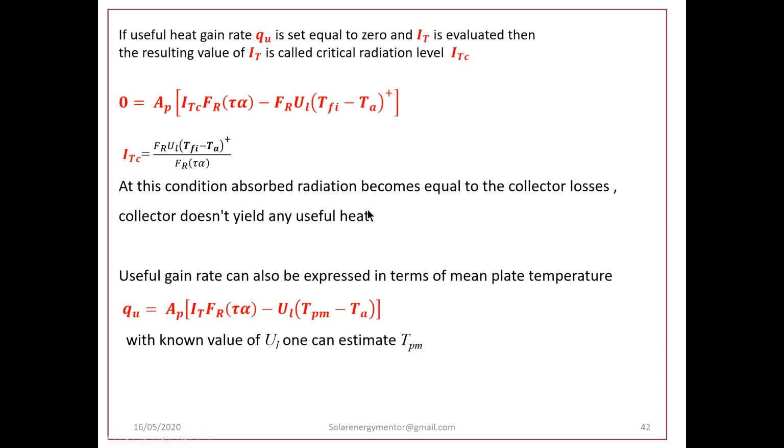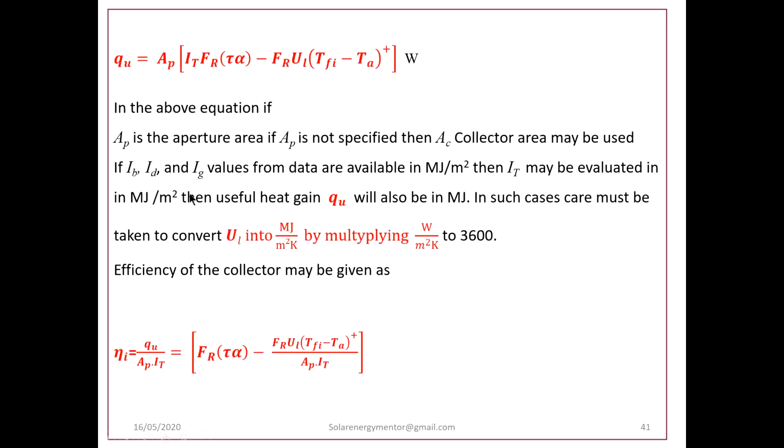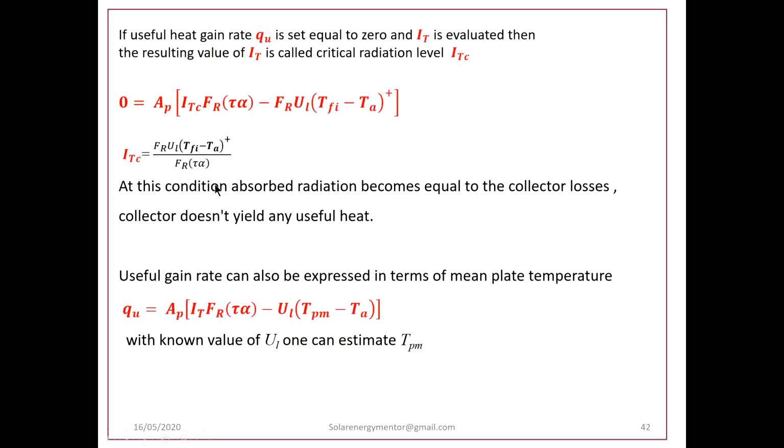Now, if the useful heat gain rate Qu is set equal to 0, then IT is evaluated, and the resulting IT is called ITC, the critical radiation level. So if you equate Qu equal to 0 and rearrange the equation, the value of IT, which is called ITC, the critical radiation level, is FRUL (TFI minus TA), again positive values only, divided by FR tau alpha.